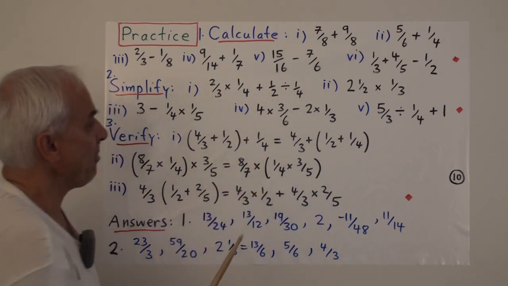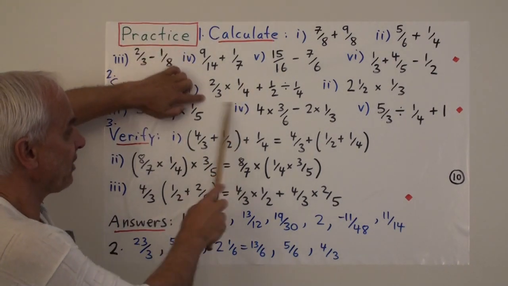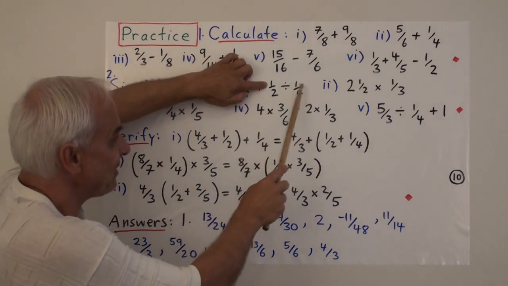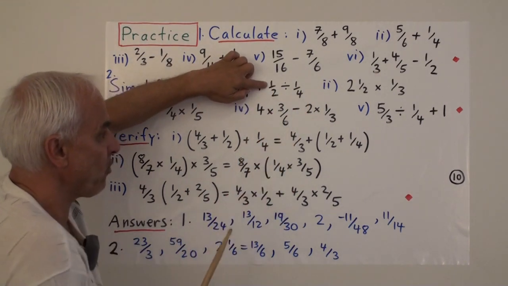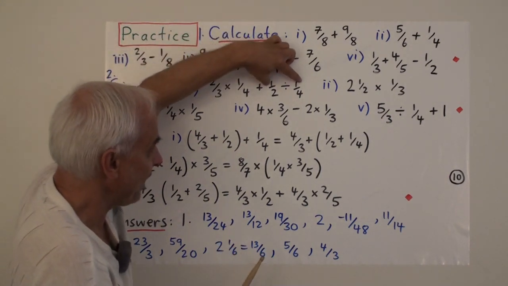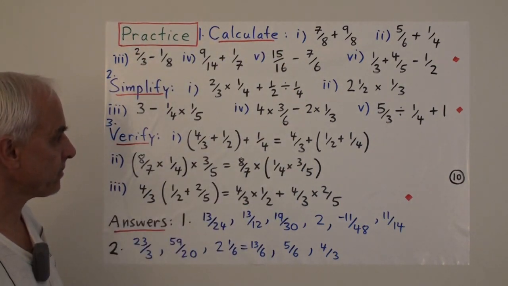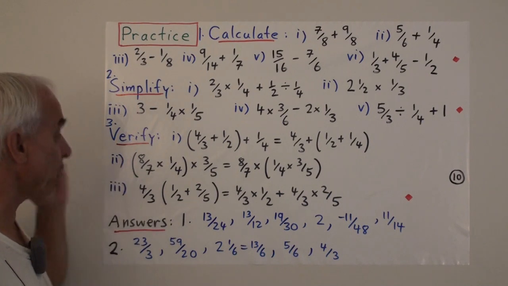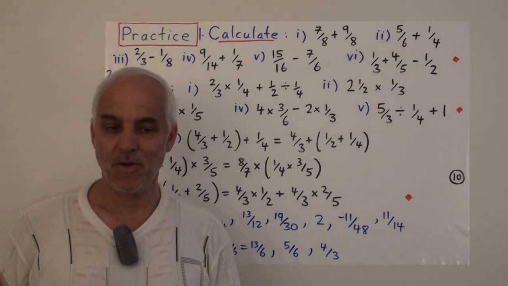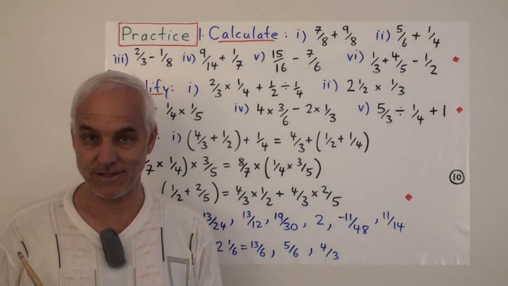Something like this, I remind you, means 2 over 3 times 1 over 4. So you have to calculate that first. And then you have to add the result of calculating 1/2 divided by 1/4. So you have to separately calculate this, and then sum them up. And the third question is to verify some of our laws of arithmetic, which don't just hold for integers, but they also hold for fractions.